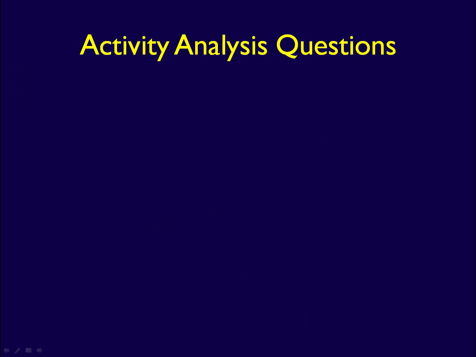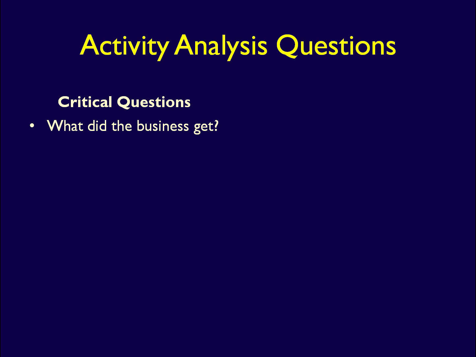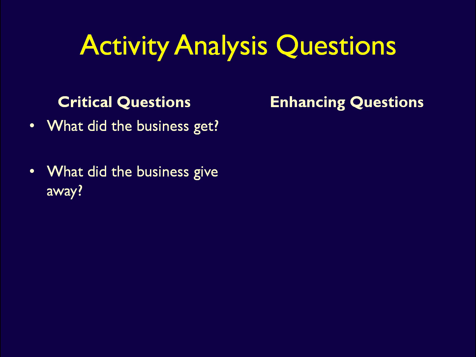Similar to the previous videos, we have to have a set way to analyze business transactions. The best way to do that is to have a series of questions that you can ask yourself every time you analyze a business activity. Let's remind ourselves of the critical and enhancing questions that you should use every time you read and analyze a business activity. The critical questions are the ones you should ask first. The questions are, what did the business get? What did the business give away? If you're still having a problem determining the impact of a business activity, then move on to the enhancing questions in order to clarify your thinking.